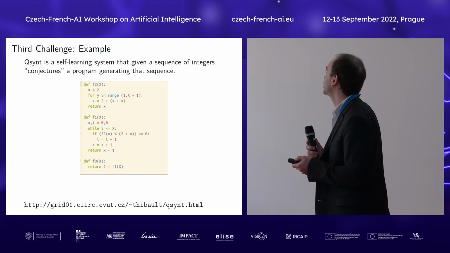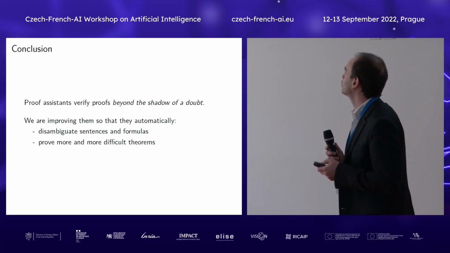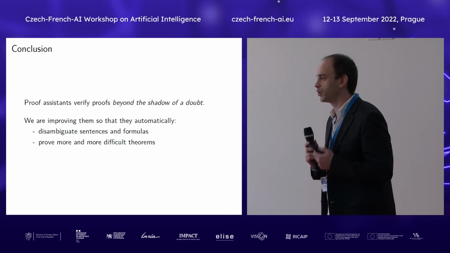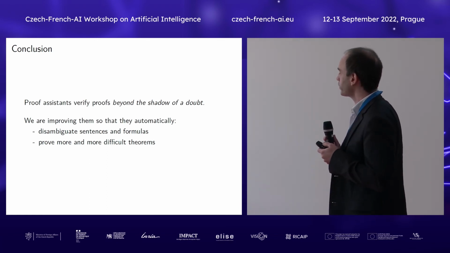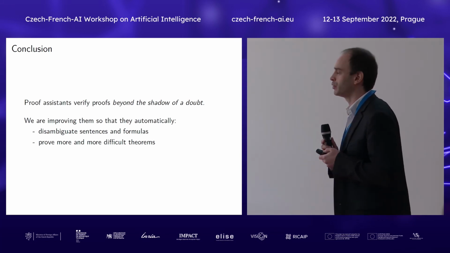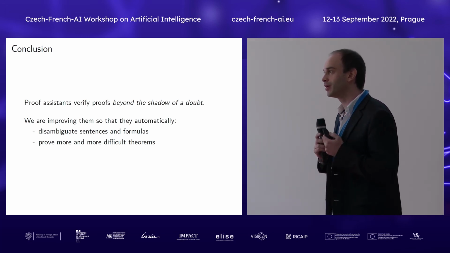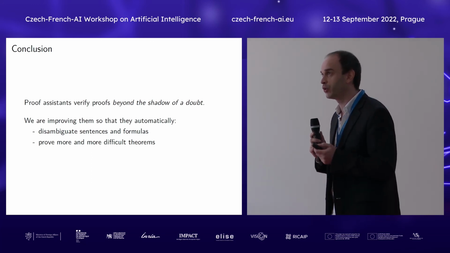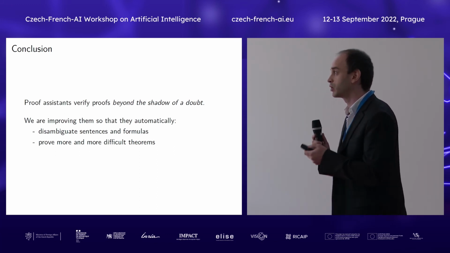But it's almost correct. So in the end, I would like to conclude by saying that proof assistants verify proofs beyond the shadow of a doubt. So we are really sure about the proofs we get. The only thing we need to verify is the proof assistants themselves. And we are sure that the proof assistants are correct because they have a very small kernel, so very few lines of code, and we can verify manually that they are correct.